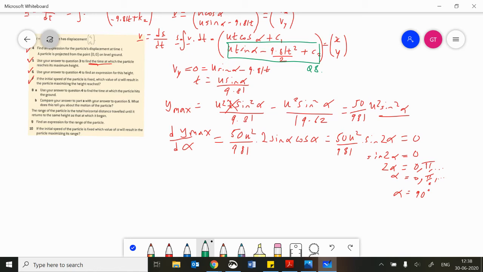Do we have any other information in this case? Do we know what C1 is? Was there any extra information on this one? I feel like there should be.